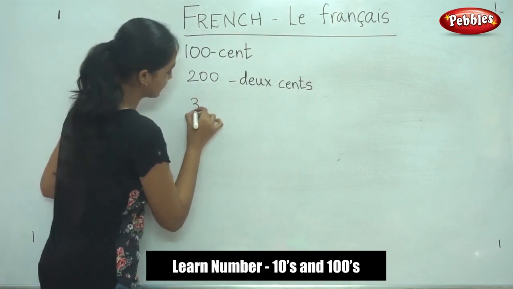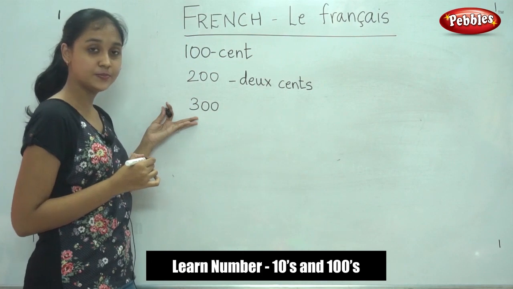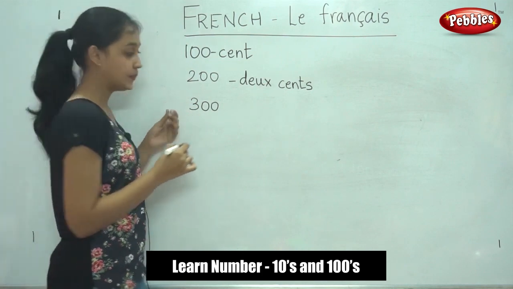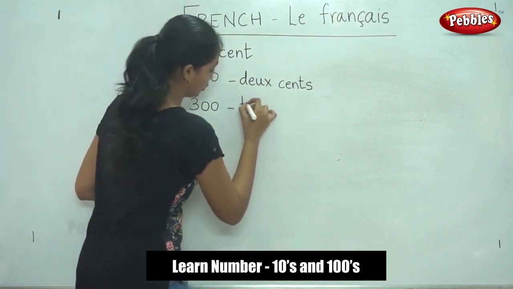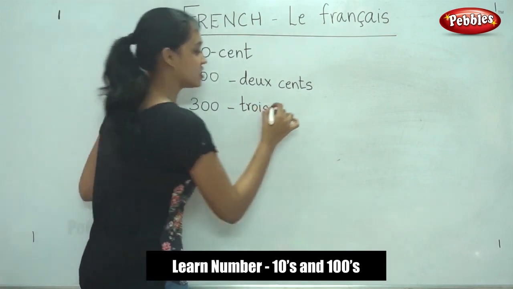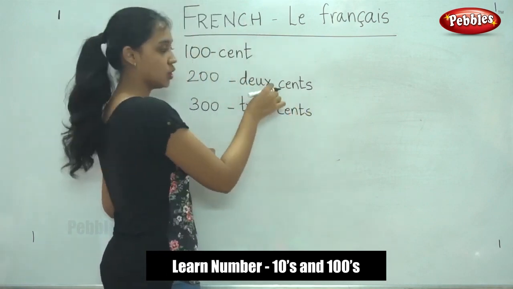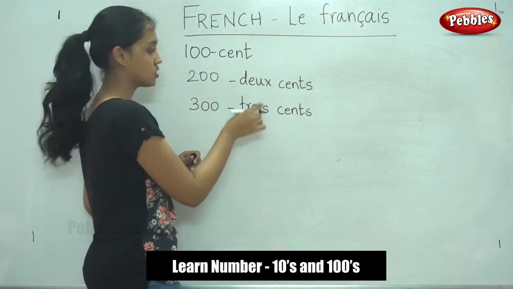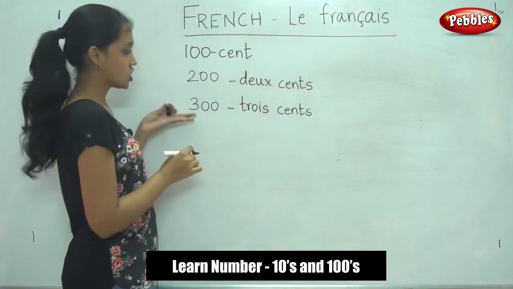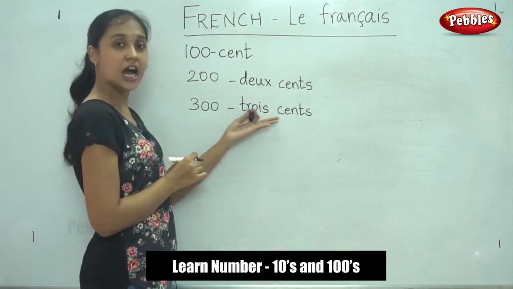So shall we write the next number? How would you write 300? For 3, it is 3 and hundreds. There is no hyphen in between here. So kindly note that. So for 300 it is 300.